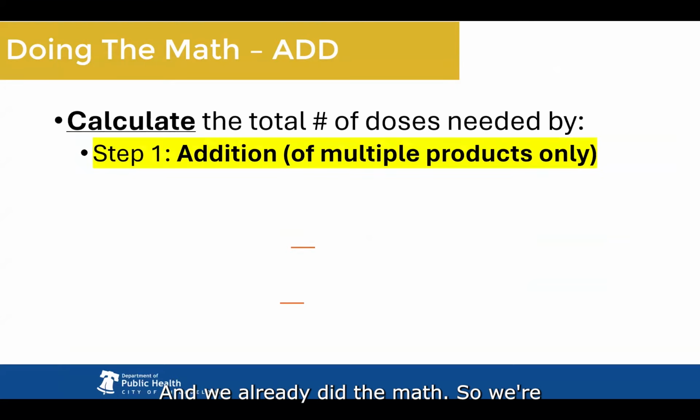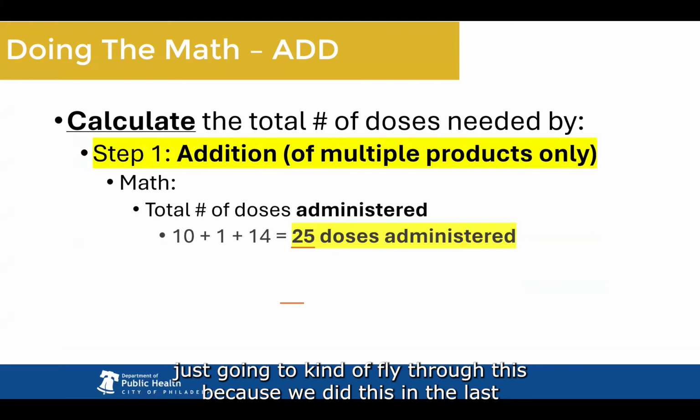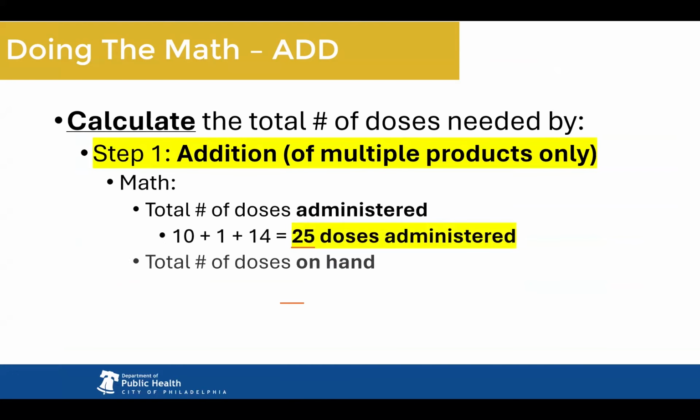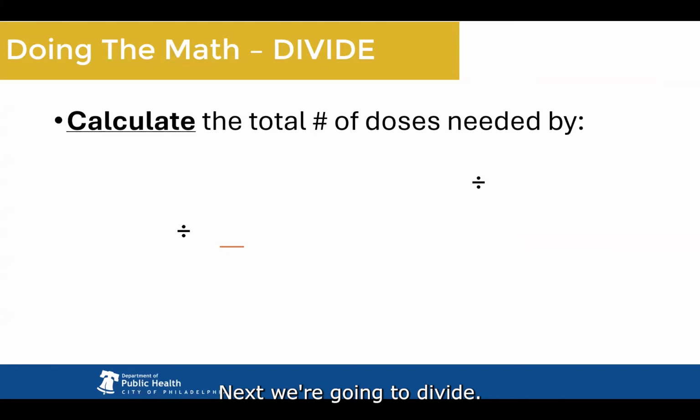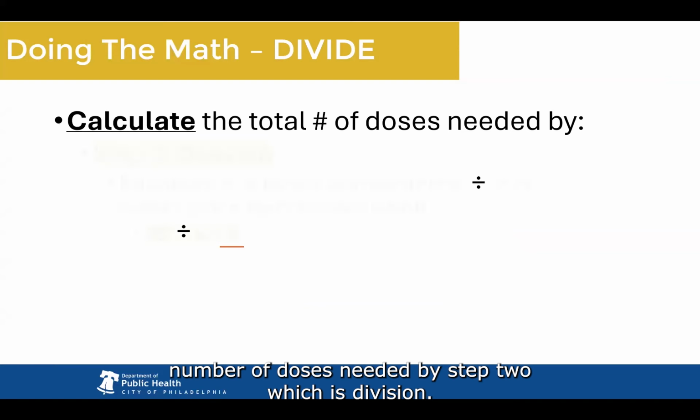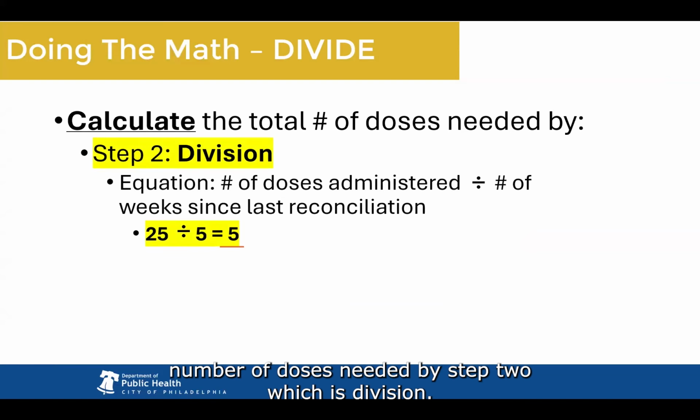So we're going to do the math here. And we already did the math, so we're just going to fly through this because we did this in the last slide. So the number of doses administered is 25, and the number of doses on hand is 19. Next, we're going to divide. We're going to calculate the total number of doses needed by step 2, which is division.